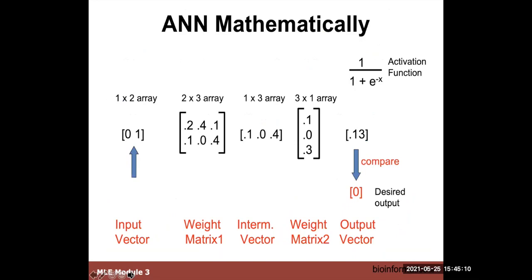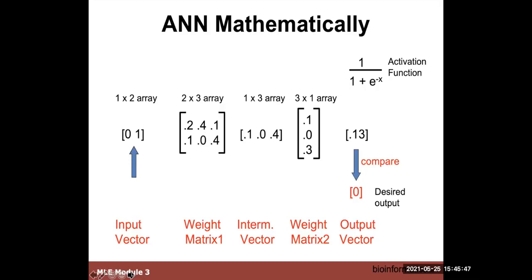If we're looking at the math for a neural net, we can think of something where we've got some input vector, say 2 values, 0 and 1, that's input. Then we have a weight matrix. On this one, it's a 2 by 3 array. So 1 by 2 multiplied by a 2 by 3 array generates a 1 by 3 array. So this is an intermediate calculation. But then that intermediate calculation can also be multiplied by a 3 by 1 array. So that produces an output of just a single number, in this case, 0.13.